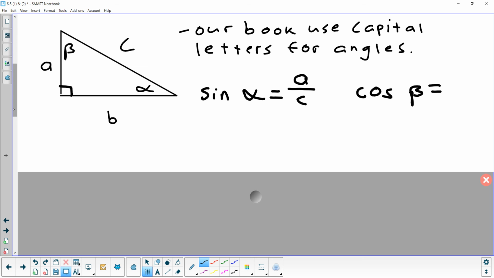Cosine. What's our definition for cosine? Adjacent over hypotenuse. And what side is adjacent to beta? B. No, B is opposite beta. It's farthest away.